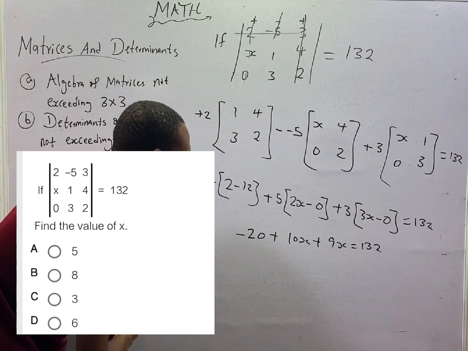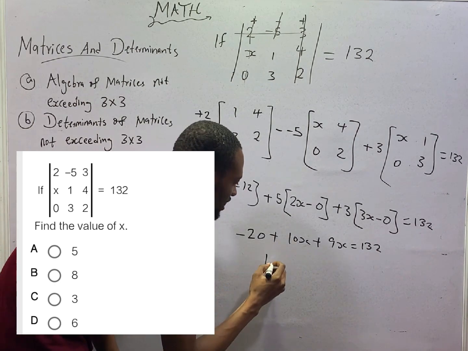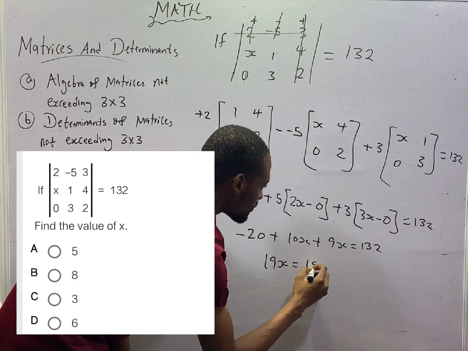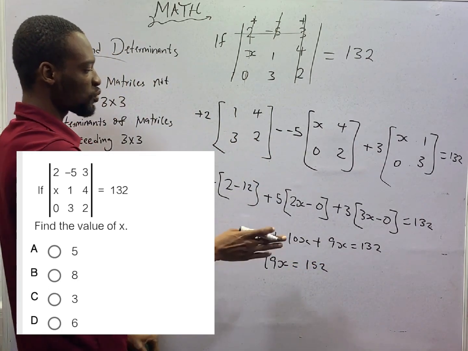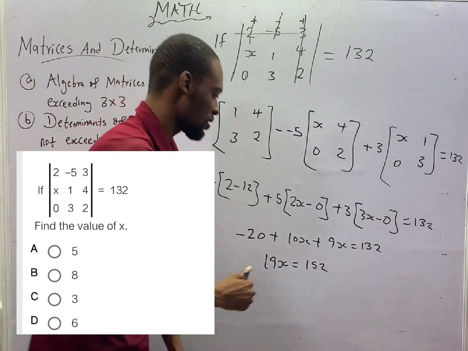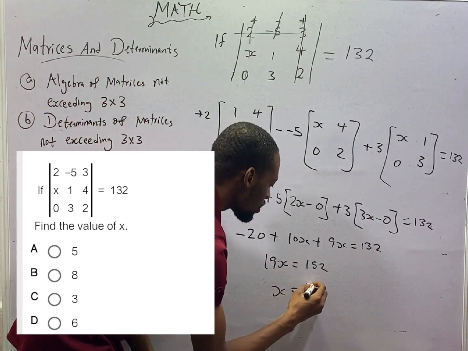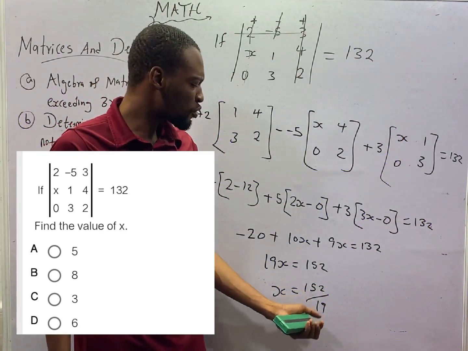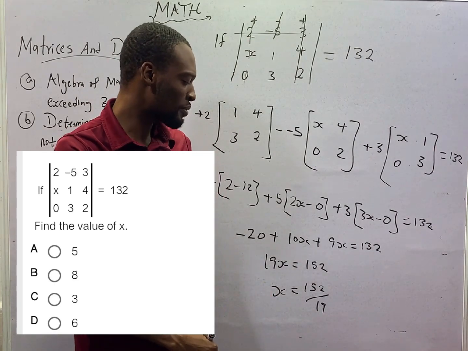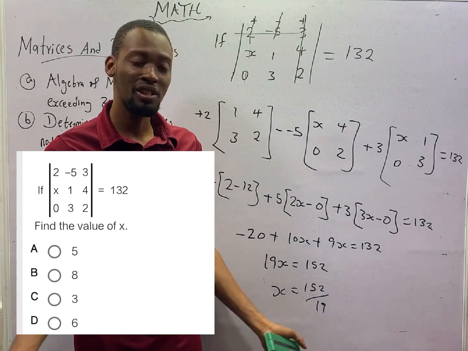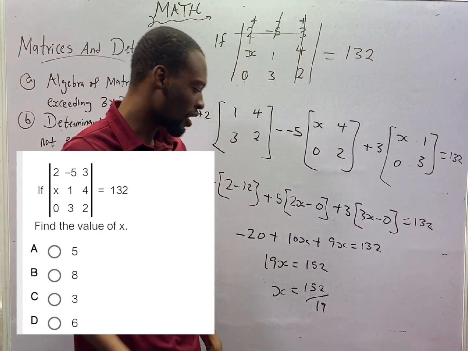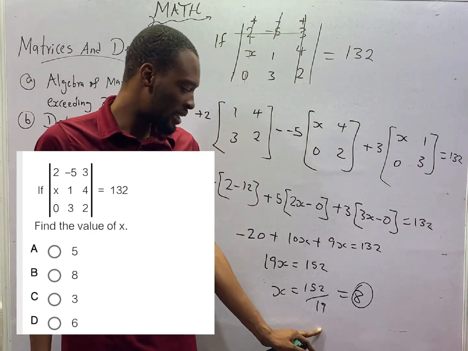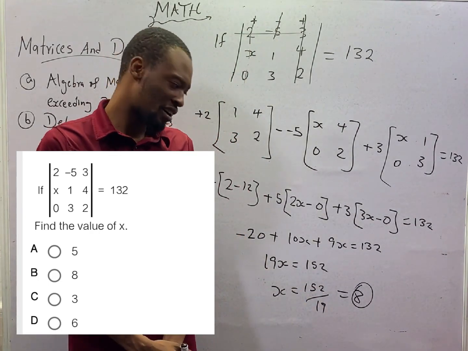Collecting like terms, 19S is equal to 152. Yes, because 132 plus 20 is 152. S is equal to 152 divided by 19. 152 divided by 19 seems impossible. Ladies and gentlemen, to the best of my surprise, to the best of my shock, this is equal to 8. If you want to confirm, multiply 8 by 19, you will get 152.